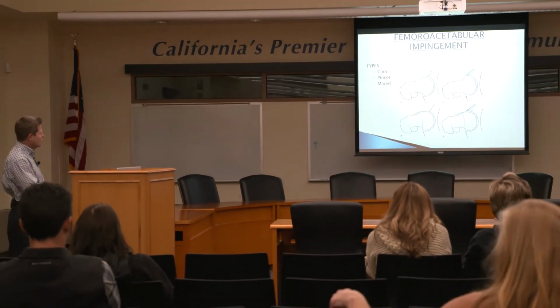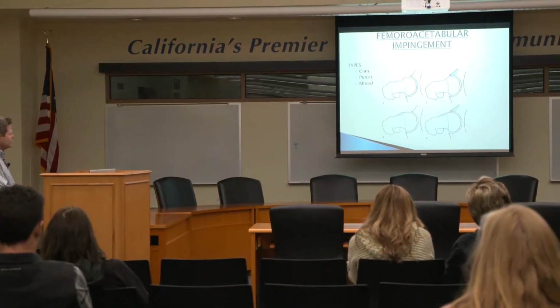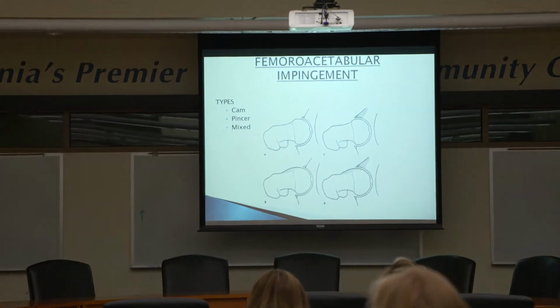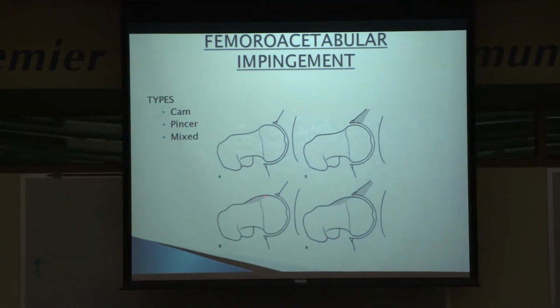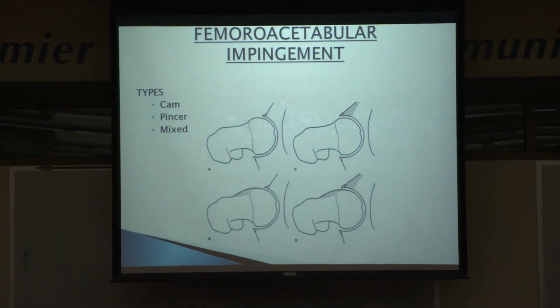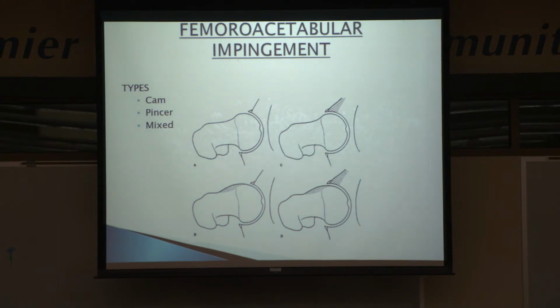This is a cross-section view of what that looks like. This is a normal hip, nice round ball. It tapers on either side. If someone has too much bone on the front of the ball, that's a cam lesion. If someone has too much bone on the socket, that's a pincer lesion, and some people may have both.